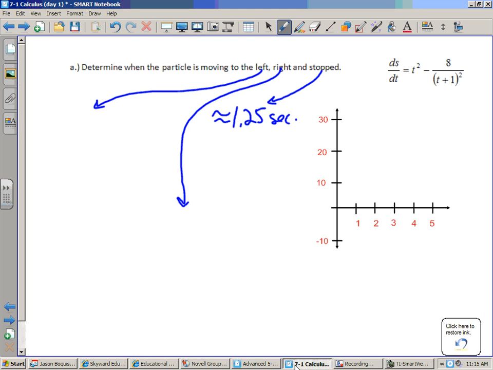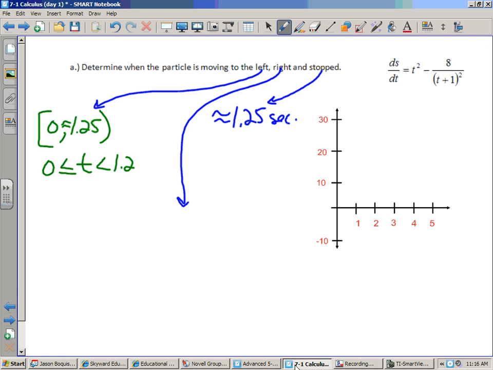For example, moving to the left, you could say, as I was being told, 0, comma, approximately 1.25. And based on our answer, should we put a bracket on that or a parenthesis? Probably parentheses because we're not going to include that one because it stopped at that one. That'd be fine. Or some people like to do it this way. It's the same thing, though. This one is moving left.